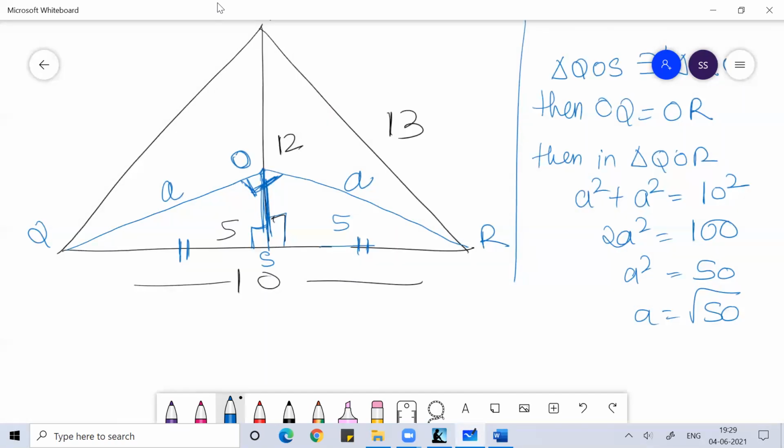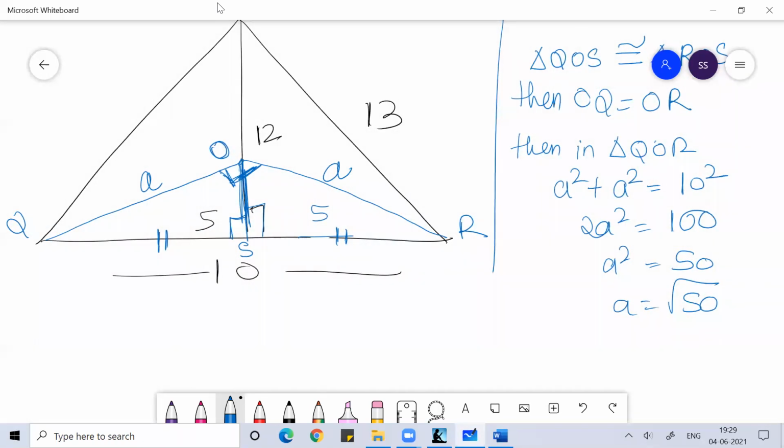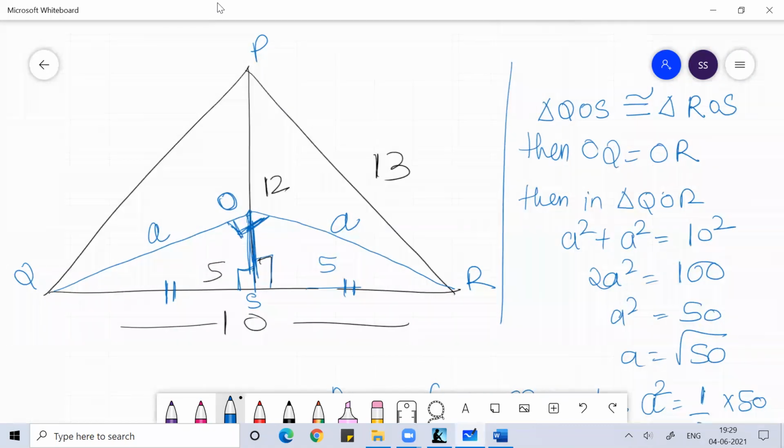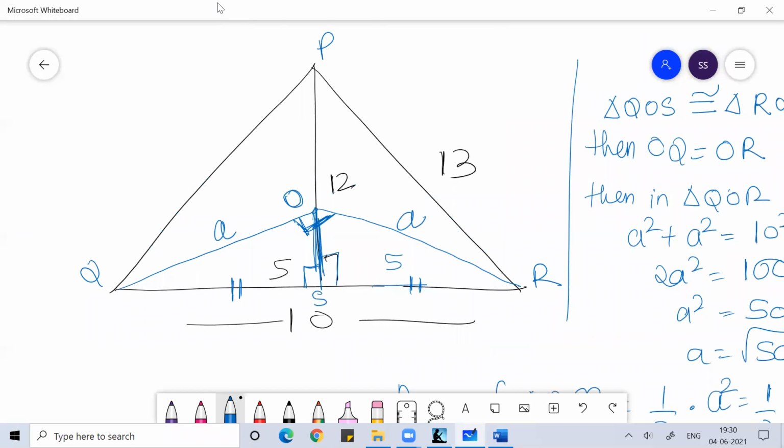Then I can find the area of this triangle. What would be the area of triangle QOR? It would be half into base into height. Base is A, height is also A, so A square, half into 50, you get 25. Area of this triangle is 25. And what is the area of this isosceles triangle?